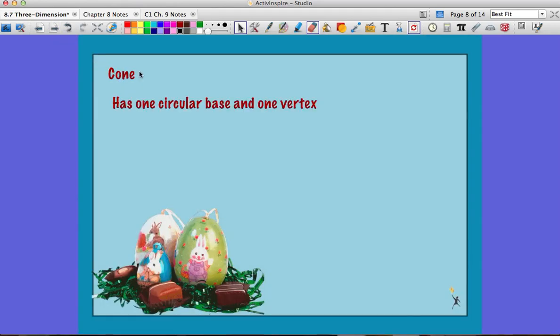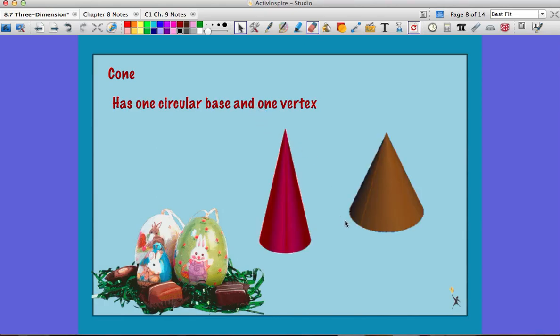A cone. A cone has 1 circular base and 1 vertex. Okay, so it's kind of like a pyramid, but because it has a circle for a base and a circle is not a polygon, it is called a cone.